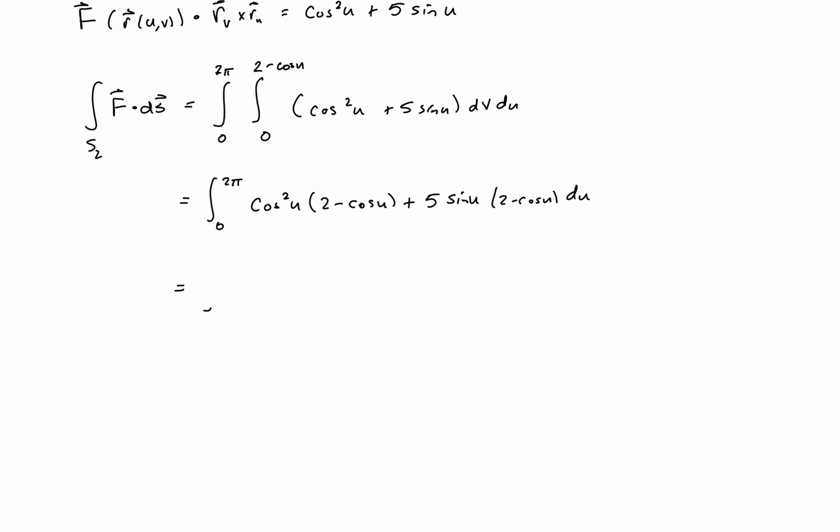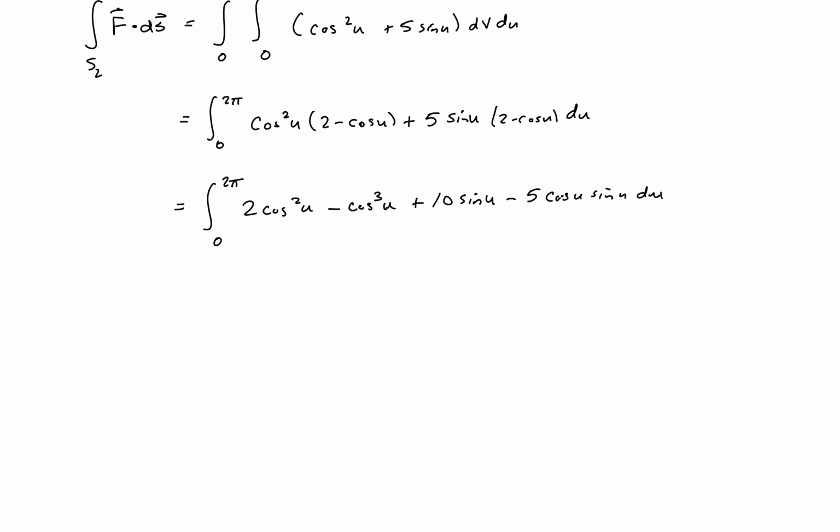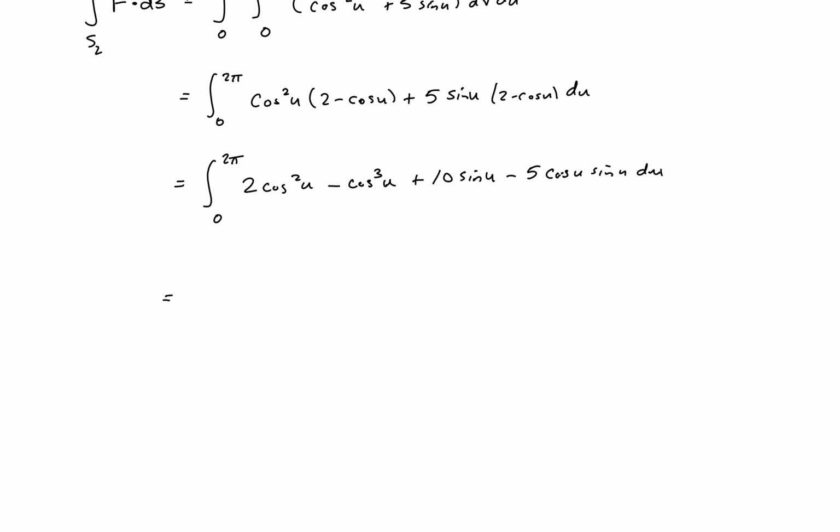So if we simplify this out a bit, the integral from 0 to 2 pi of 2 cosine squared u minus cosine cubed u plus 10 sine u minus 5 cosine u sine u du. Okay, and so now we've got a bit of work here. So we're going to use trig identities again.